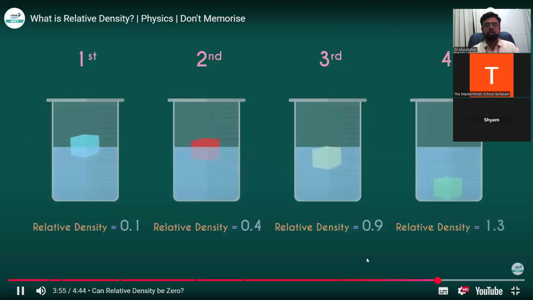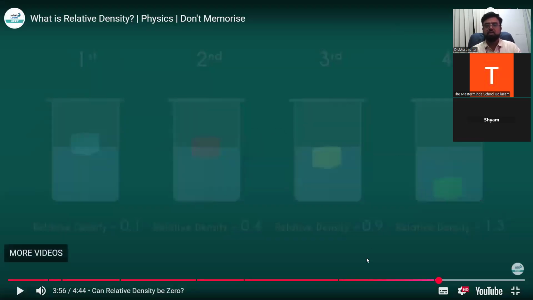Here it is completely clear. Whenever the relative density is less than 1, they'll float. Notice the difference: at 0.1 only a small part is inside, at 0.4 a little more part is inside the water, at 0.9 even more part is inside the water. But when it is more than 1, it sinks.